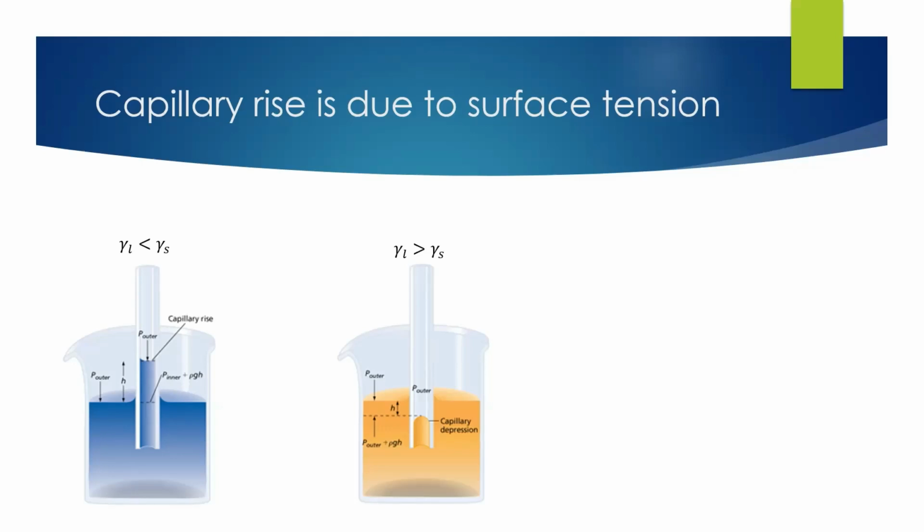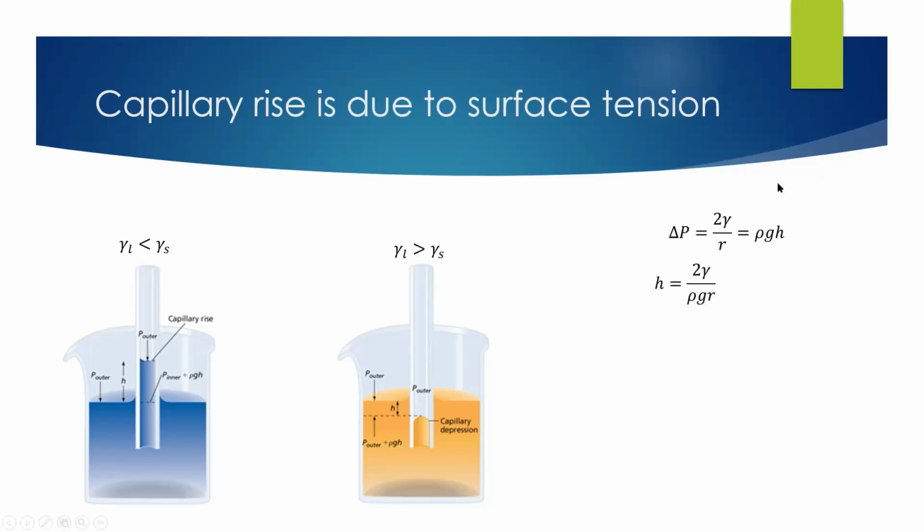If you place a solid capillary into a liquid, the liquid will be forced to interact with the capillary. If the surface tension of the solid, so the capillary, is greater, then the liquid will end up sticking to the solid and will rise up the capillary, interacting with the solid, leading to capillary rise. If the surface tension of the liquid is greater, then the liquid will not want to interact with the solid and will actually be depressed downwards, leading to capillary depression. In either case, we can describe this using the following equation here.